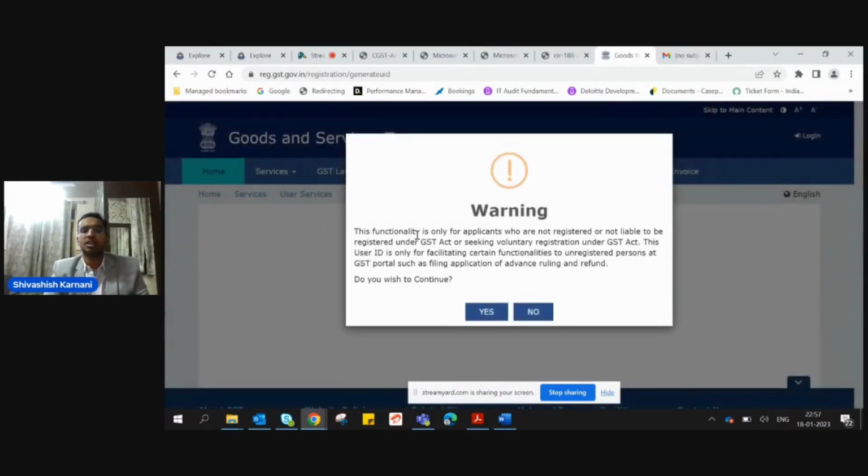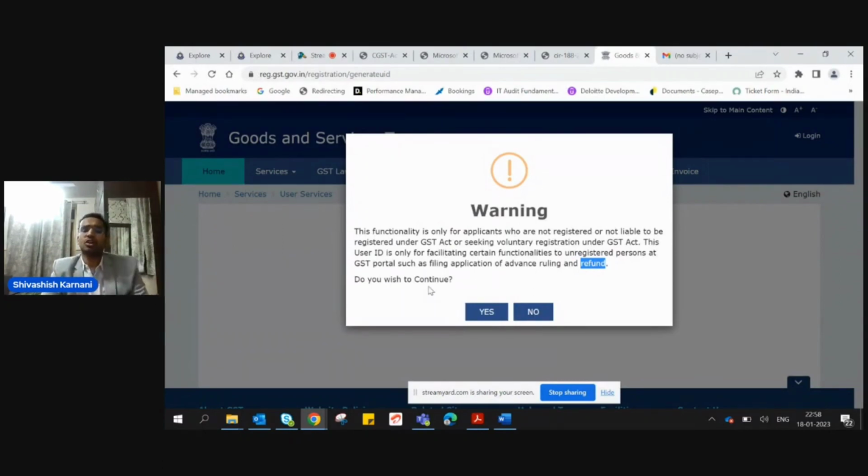What does it say? The functionality is only for applicants who are not registered or not liable to be registered under the GST Act or seeking voluntary registration under the GST Act. This user ID is only facilitating certain functionality to unregistered persons at the GST portal, such as filing an application for advance ruling and refund. This is specifically mentioned: unregistered persons can opt for refund by using this functionality which is available on the GSTN portal.